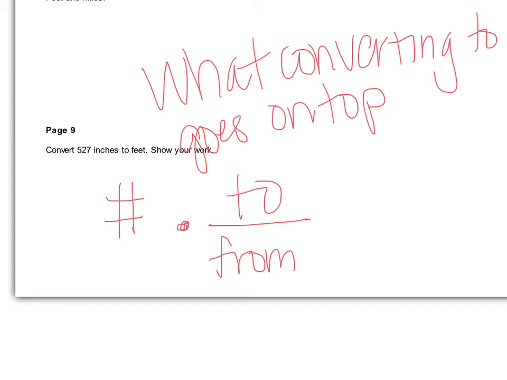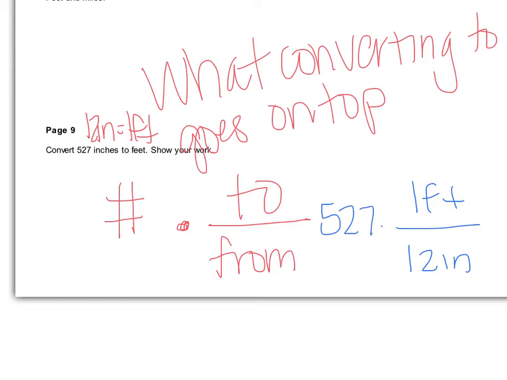If we're converting 527 inches to feet, 12 inches is the same thing as 1 foot. Since I'm converting to feet, I'm going to put 1 foot on top, and since I'm converting from inches, I'm going to put 12 inches on bottom. So I multiply 527 times 1 divided by 12, and that gives me an answer of 43.92. So 527 inches is the same thing as 43.92 feet.